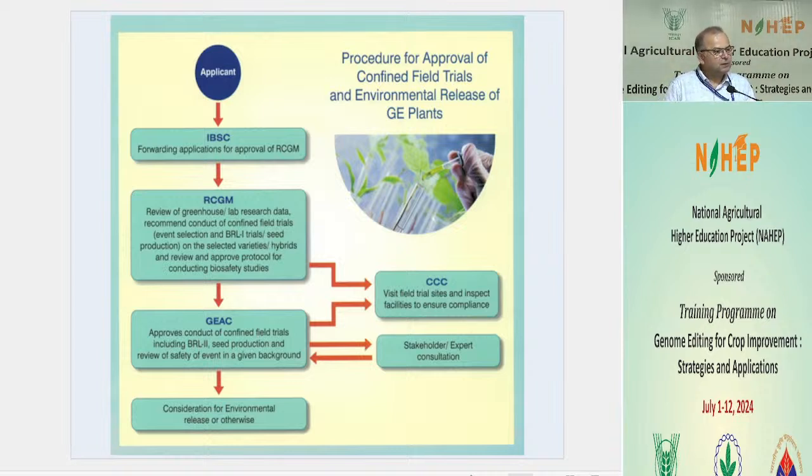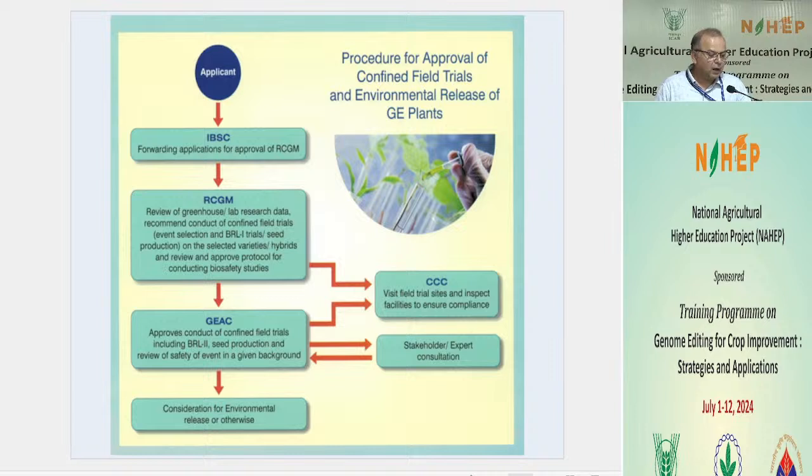So all possible stakeholders will be consulted, experts will be consulted, it will be put up on the website for all stakeholders to go through the data, to go through the result, to analyze the pros and cons, and then after getting the feedback from the stakeholders, the GEAC will make a final decision and may approve or may not approve the environmental release of that transgenic material, or release of that material for use by the farmers.